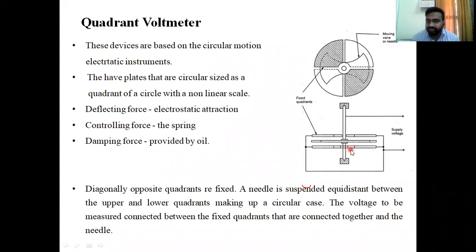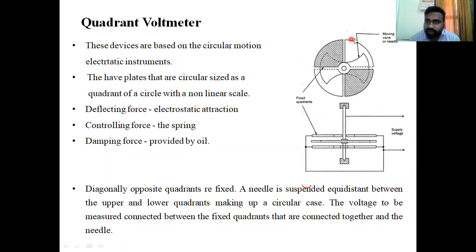The spindle is connected to the movable plate, not to the fixed plate. Whenever the movable plate starts rotating, the spindle will start rotating, and the spindle is connected to the needle over the scale, and the scale will show a particular deflection. The controlling torque is achieved with the help of a spring, and the damping torque is created with the help of fluid friction damping.